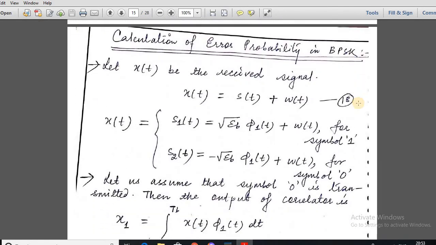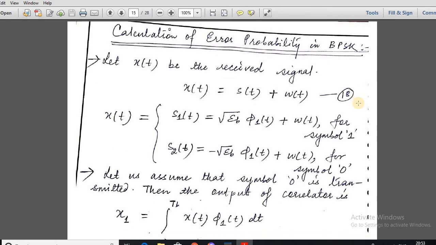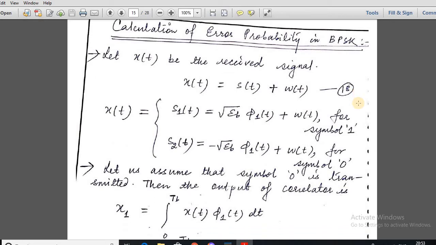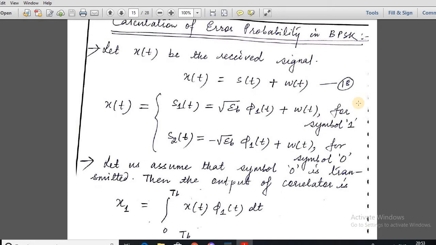Now coming to the calculation of error probability in BPSK. The process remains the same. The only thing is that now the symbol points will vary, their magnitude will vary, and hence the probability of error expression will also vary. Now let the received signal be in addition with noise. So S of t is the modulated BPSK signal, which gets added up with AWGN of 0 mean and variance N0 by 2 when transmitted in the channel.